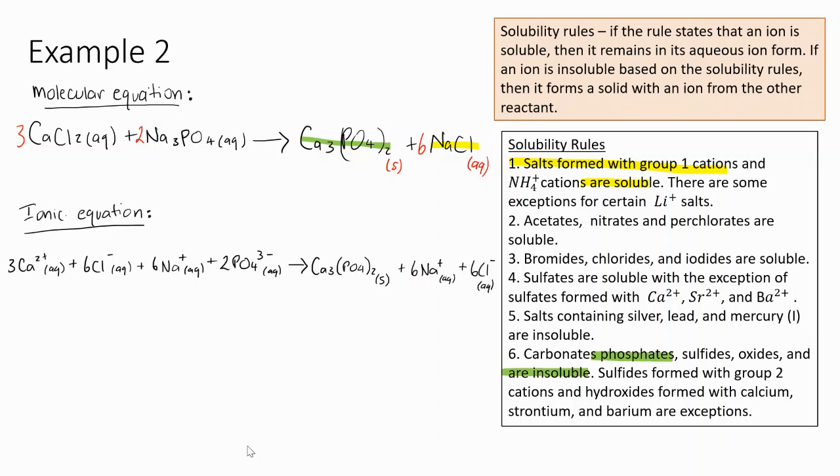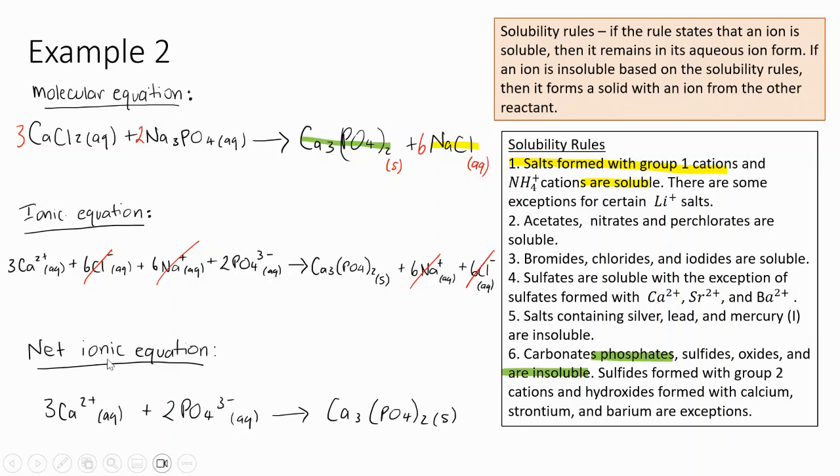Once again, I've just written all of the ions as individual ions, except for here, we've kept our solid compound as a solid compound. Now we can cancel out the spectator ions. And finally, we can write the net ionic equation.